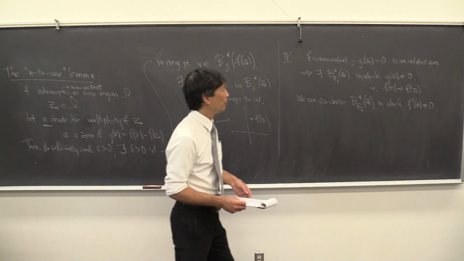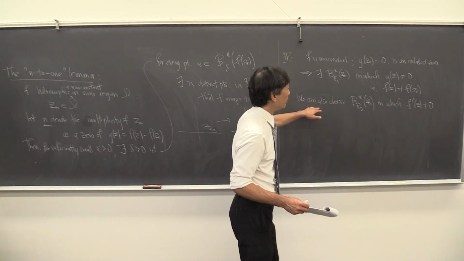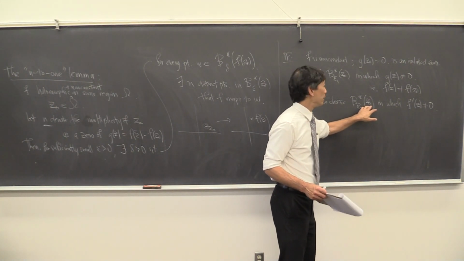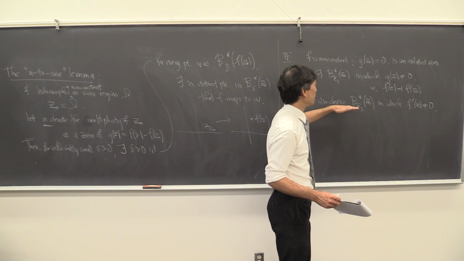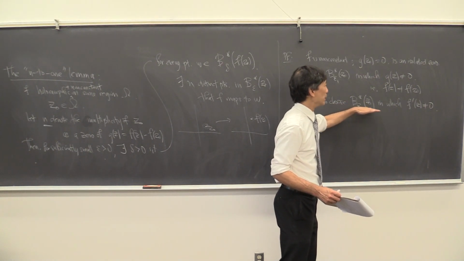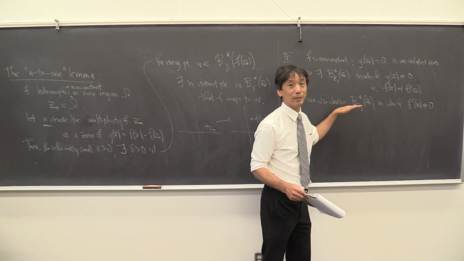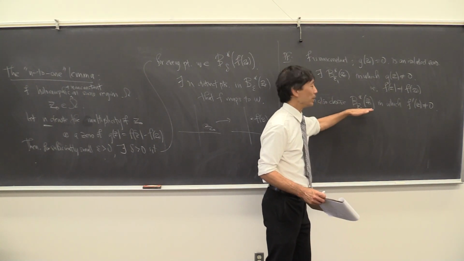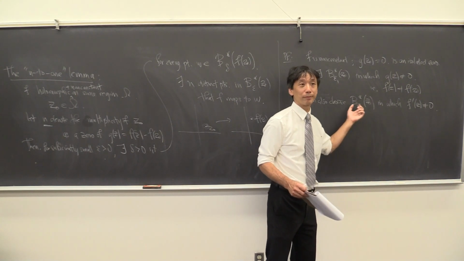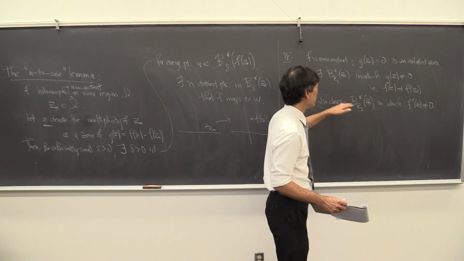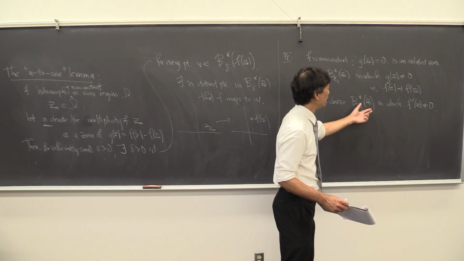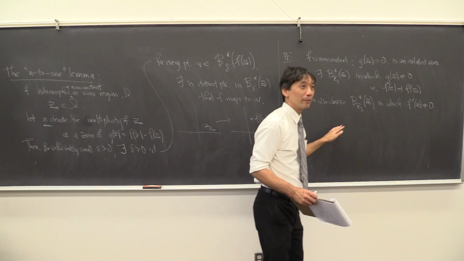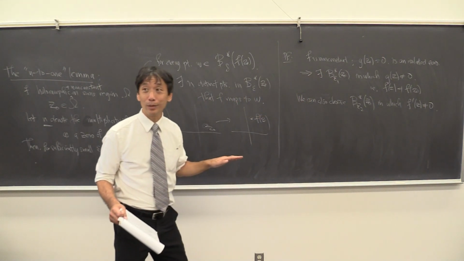Right, because it might be 0 at z naught, but the zeros of f prime have to be isolated, right? If the zeros of f prime aren't isolated, then that tells you that f prime would be constant, right? So you know that the zeros of f prime are isolated, so we can find some neighborhood in which f prime is non-zero, right? Yes? Good.